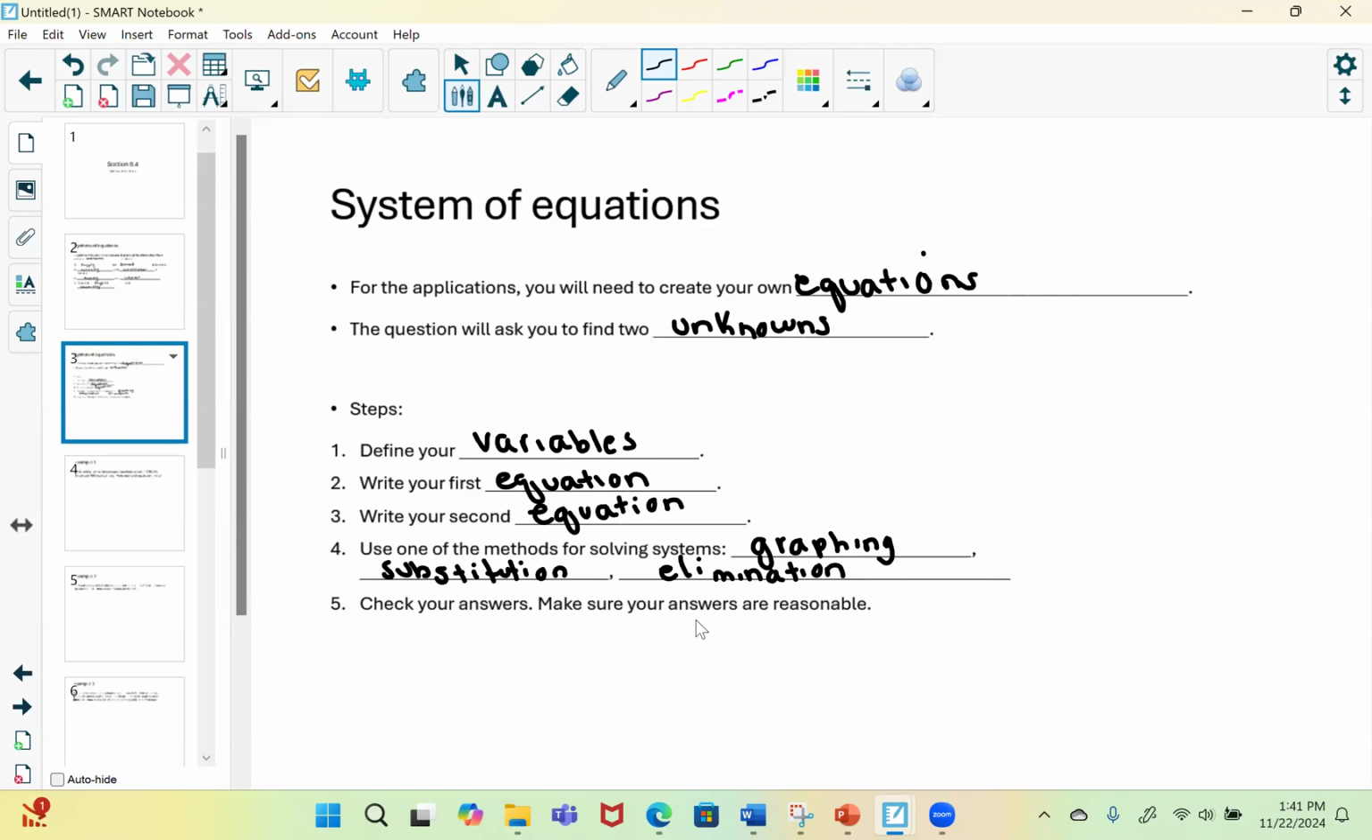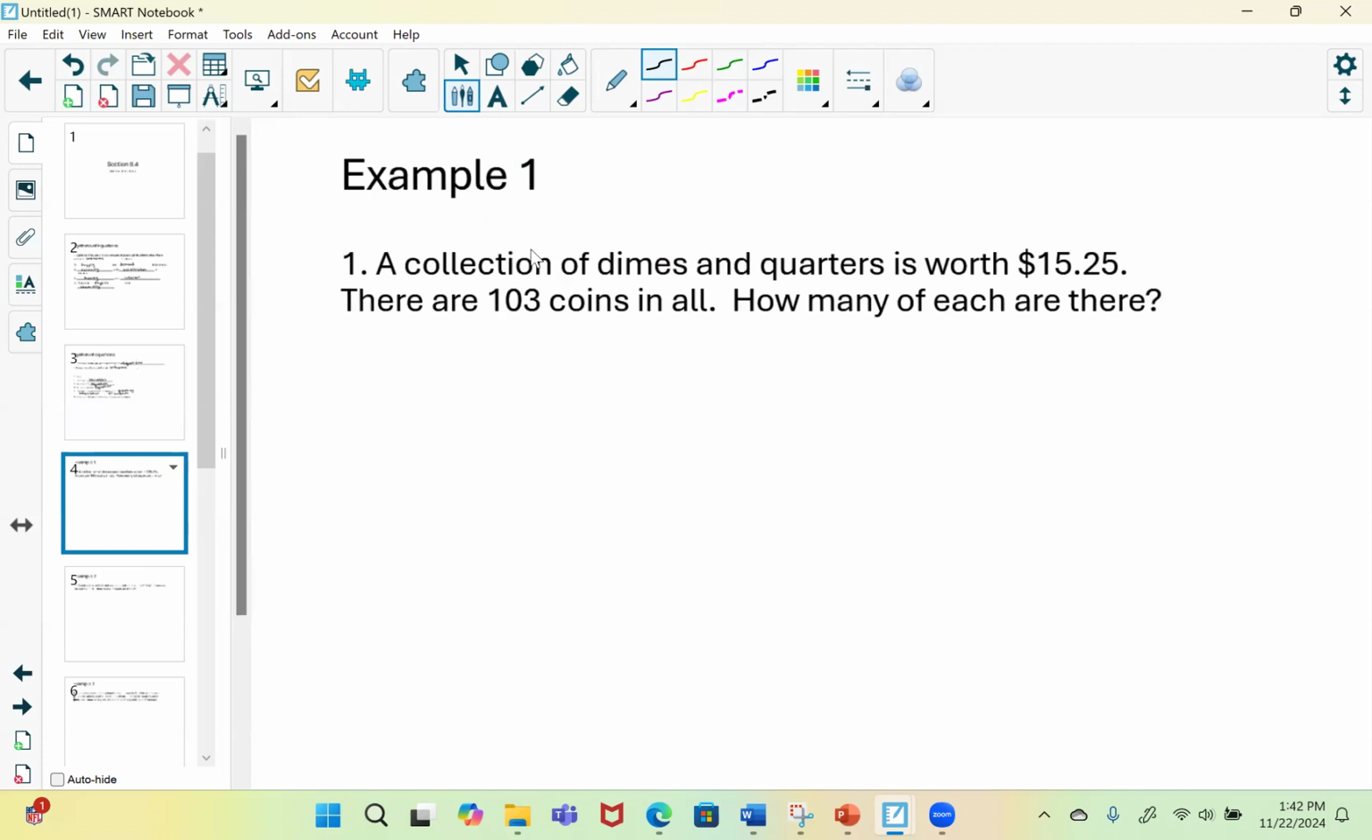And then we'll check our answers and make sure those answers are reasonable. Like most of these things we're talking about items, so you shouldn't have a negative number. If you do, then it's not reasonable and you probably made a mistake. So you want to think about, does it make sense that that could be your answer? So let's look at an example.